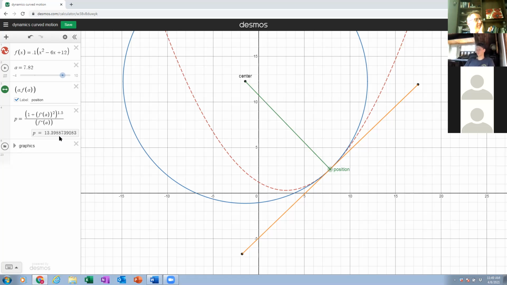Now, before we leave this, notice the equation that I have over here that calculates the radius for you. See how it says 1 plus the derivative squared, and then that whole thing is in parentheses, and then it's raised to the 3/2 or 1.5 power, and then that's divided by the second derivative. That's the formula that will actually tell you the radius. Isn't that cool? So I'm on a parabola here, and I want to know what's the radius of the circle I'm on right now, at the point I'm at. Remember, it changes, but right now I'm at x is 7.82. That's where I am right now. And right there, the radius is 13.39.